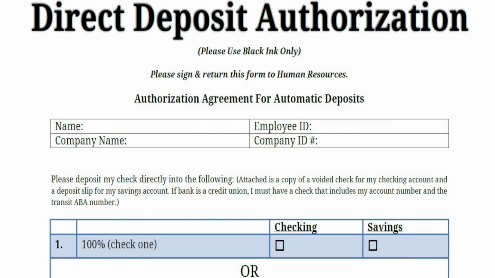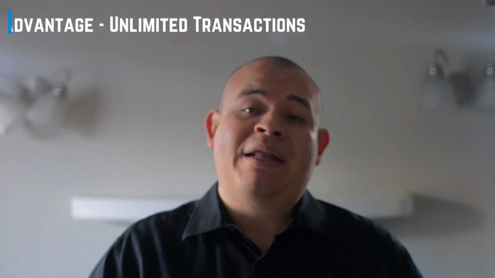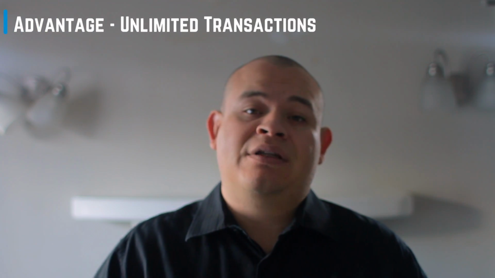Now make sure that when you do that, you need to submit a form to your employer, submitting your bank information, your account number, your routing number from the bank where you opened the account. Now, one of the best things is that you have unlimited transactions when you have a checking account. Unlike a savings account, where you can only do a certain amount of transactions per month without being charged, and after you meet those transactions you start getting charged. In a checking account you can do unlimited transactions without any issues at all.